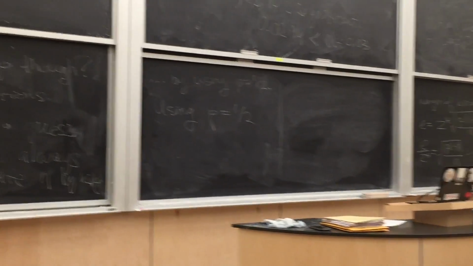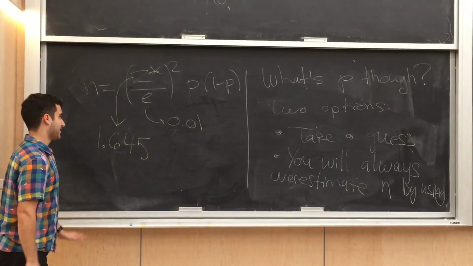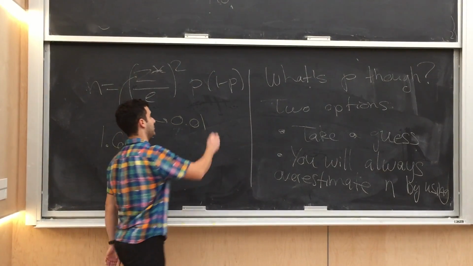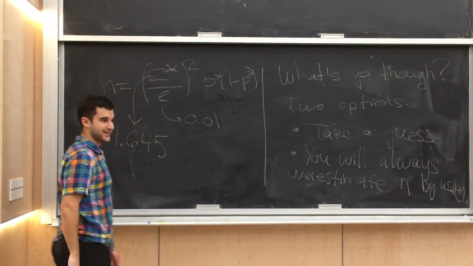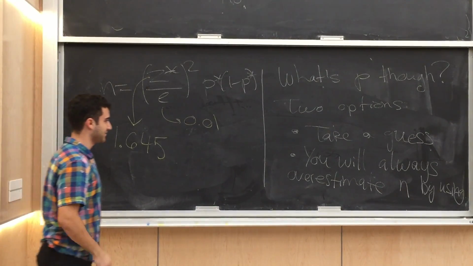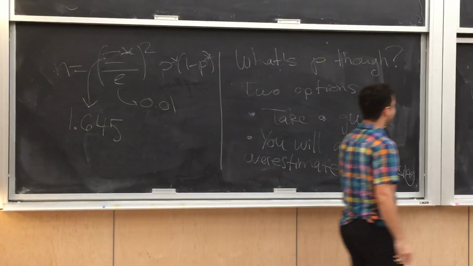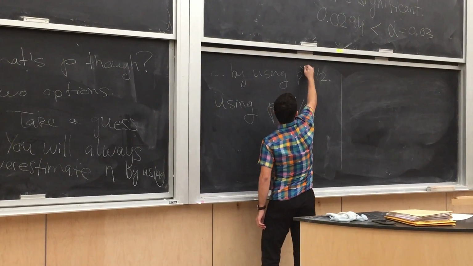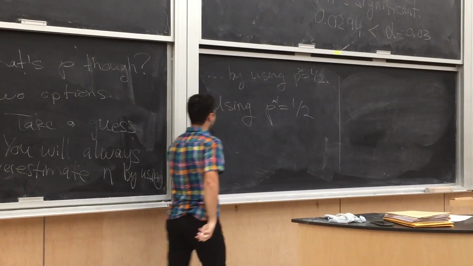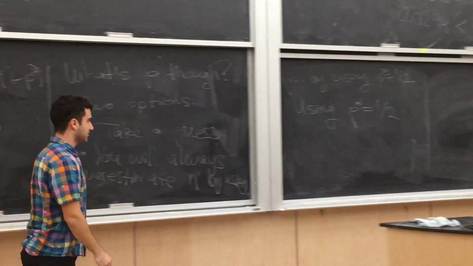And also I should mention, statisticians have really great notation. In this formula they usually use p star for the guess. So there's p hat, and p star. I don't blame you if you can't keep them straight. So let's use p star equals 1/2.